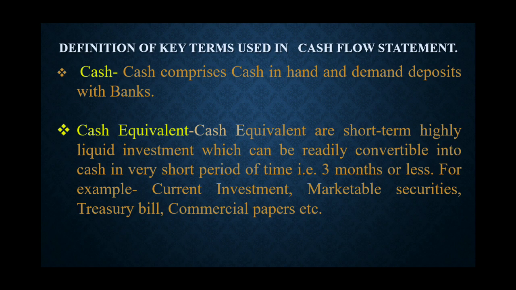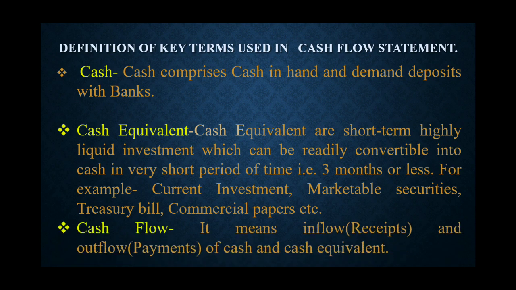Means these assets can be easily converted into cash within 3 months. That is considered as cash equivalent. For example, current investment, marketable security, treasury bills, commercial paper, etc. Now the cash flow. Whenever we say cash flow, it means inflow and outflow both in cash and cash equivalent items.